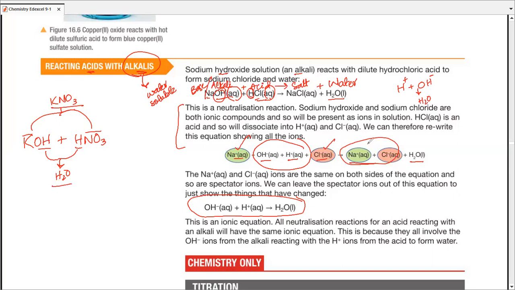And let me tell you, the spectator ions are the salt ions. These are salt ions and they are spectators. Why? They are a collateral product in this neutralization reaction, since the reaction was solely all about the H positive ions coming out of acid and OH negative ions coming out of alkali, forming the neutral product water, hence the name neutralization reaction.